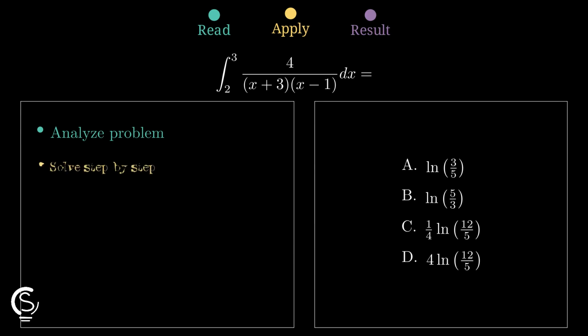Finally, plug in the bounds 3 and 2. This gives the natural log of 5/3. Option B is the final answer.